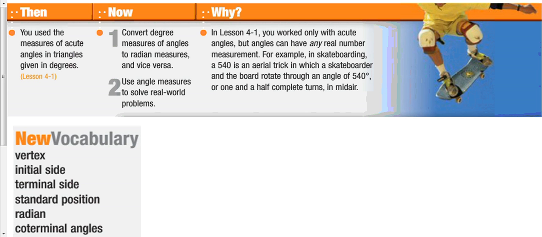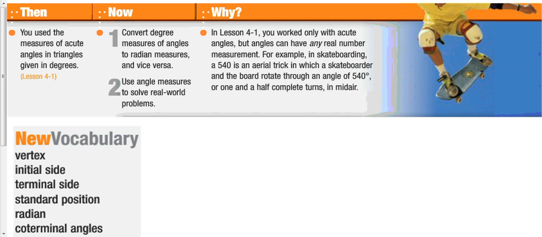In lesson 4-1, we work with acute angles, but as you know, angles can have any real number measurement. For example, in skateboarding, a 540 is an aerial trick, in which a skateboarder and the board rotate through an angle of 540 degrees, or 1.5 complete turns in midair. And we can take that even further, any multiple of 360 as we go around. If we were to jump and spin 3 times around, that would be a 1080.